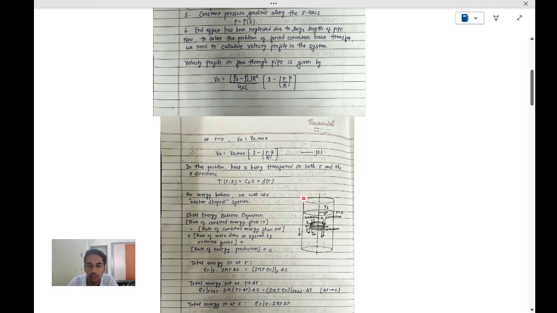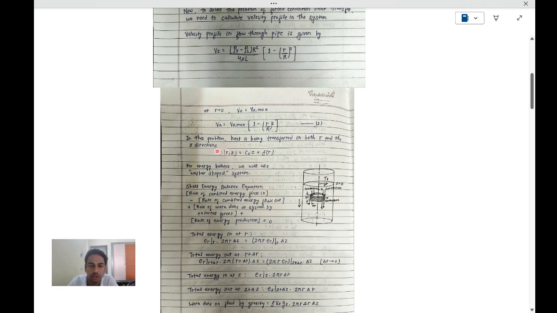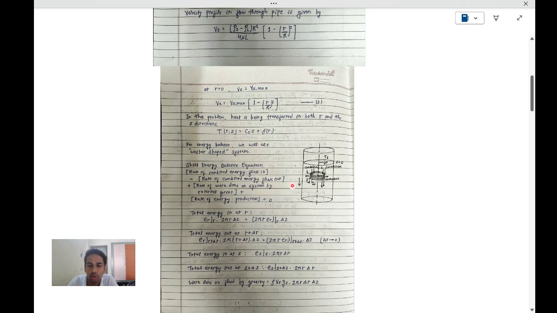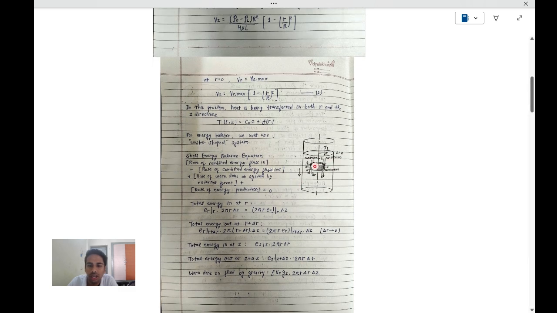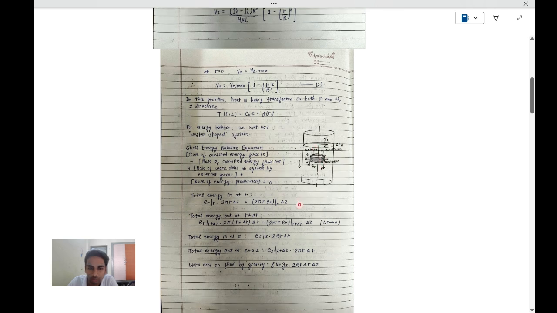Now in this problem, heat is being transferred in both r and z directions. Therefore, we assume temperature as a function of r and z, that is T of r comma z is equal to C naught z plus f of r. Now, to solve this problem, we need to consider an energy balance for a differential shell of washer shape. This washer-shaped system has delta r and delta z thickness, and it is the intersection of the annular region with the differential cell of thickness delta r and delta z.